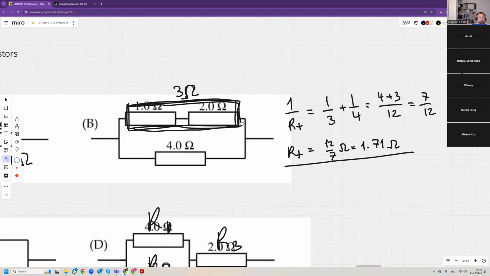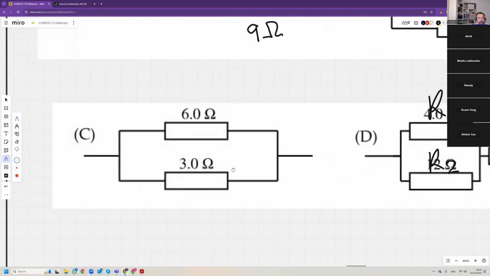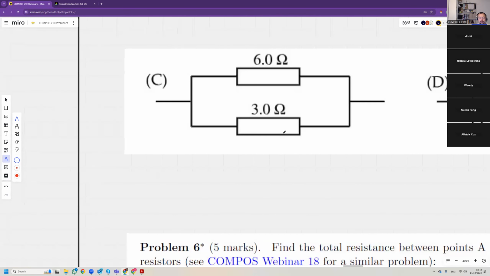Okay. For this one, easy. So we have two resistors in parallel. So 1 over R total is 1 over 6 plus 1 over 3. So you add the two fractions, and you need to find the common denominator. The common denominator is 6. So 1 plus 2, that's 3 over 6, which is 1/2.